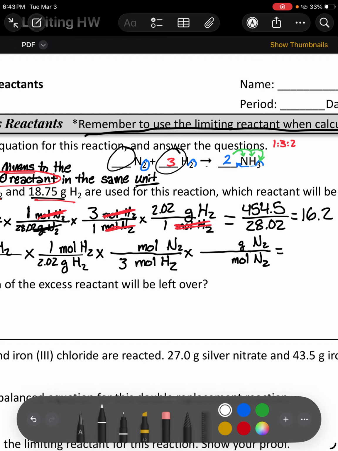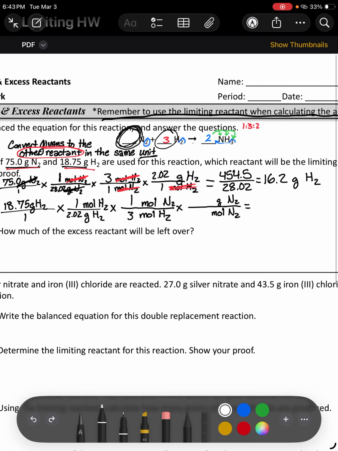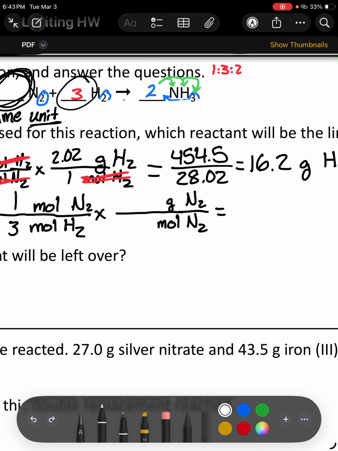What number is beside nitrogen? 1. Then, how many moles of nitrogen are in grams of nitrogen? Again, we're going to put 1 beside moles of nitrogen because we're doing a mole to gram conversion. 1 goes beside moles. How many grams per 1 mole? And the molar mass of nitrogen is 28.02. 14.01 times 2.